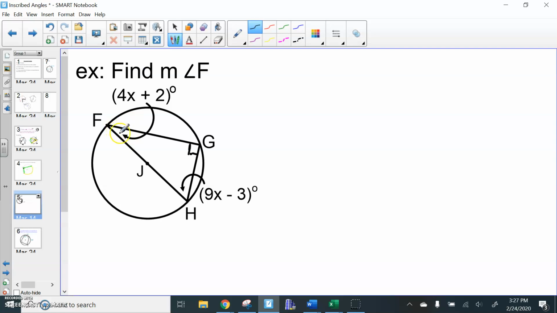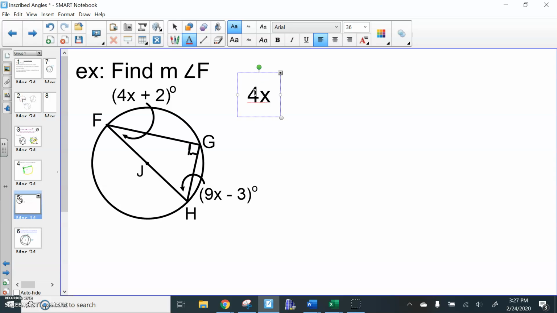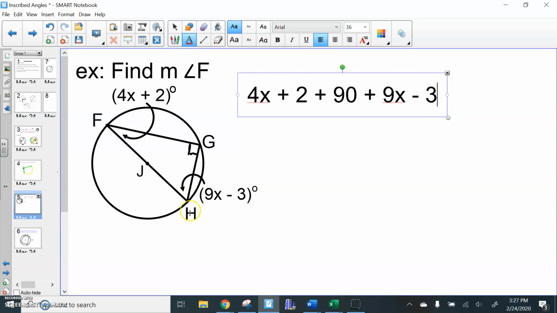So if I'm thinking, look at this, the shape is a triangle. So the angles inside of a triangle add up to 180 degrees. So I'm just going to type it out. So I've got 4x plus 2, that's angle F, plus 90, angle G, plus 9x minus 3, that's angle H right here. If I add all of those up together, it's going to equal 180 degrees because we have a triangle.